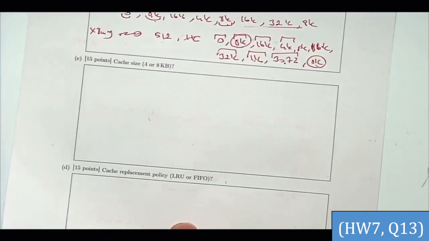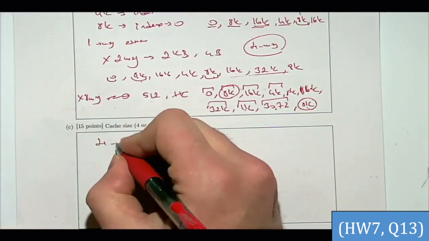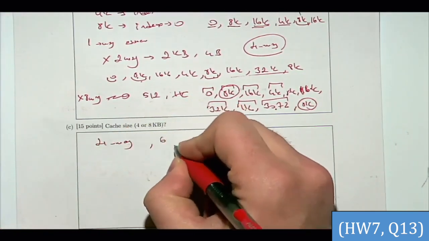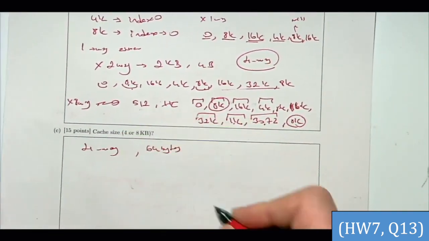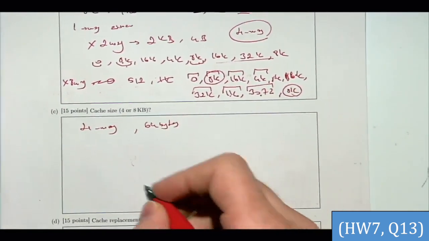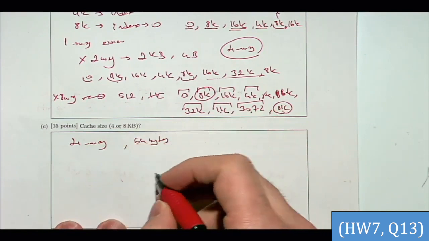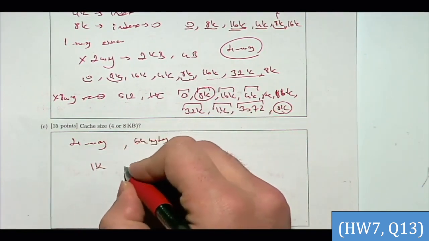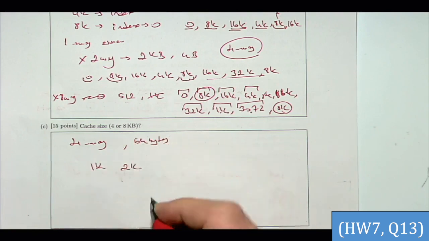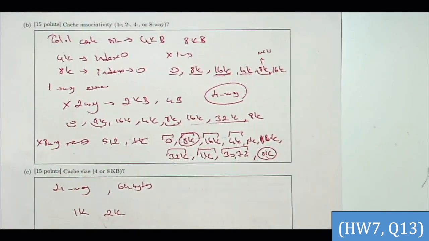So the cache size. We know that this is a 4-way and the block is 64 bytes. And we are asking if the cache size is either 4 or 8 kilobytes. So here the ways are either 1K or 2K of size, right? The size of the ways is either 1K or 2K, given that the cache size is either 8K or 4K.